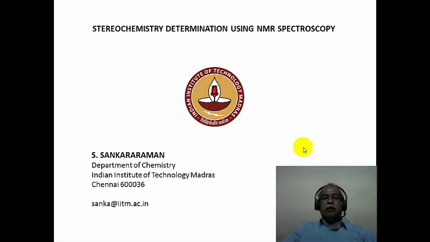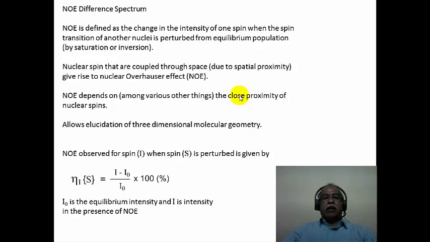and also look at some aspects of the lanthanide shift reagent, how they are used for determination of stereochemistry of organic compounds. Now, we have already introduced the concept of nuclear Overhauser effect in the earlier lectures, so let me just refresh your memory. Nuclear Overhauser effect is defined as the change in the intensity of one spin when another spin transition is perturbed from the equilibrium population.